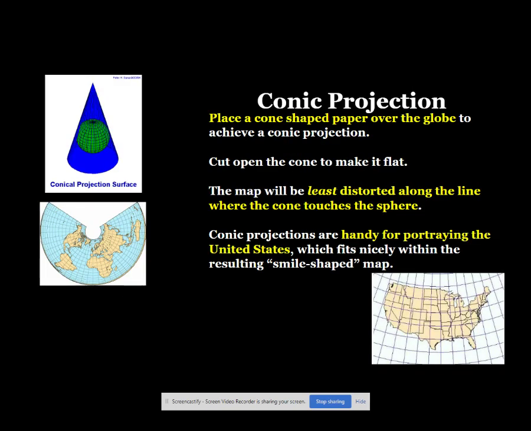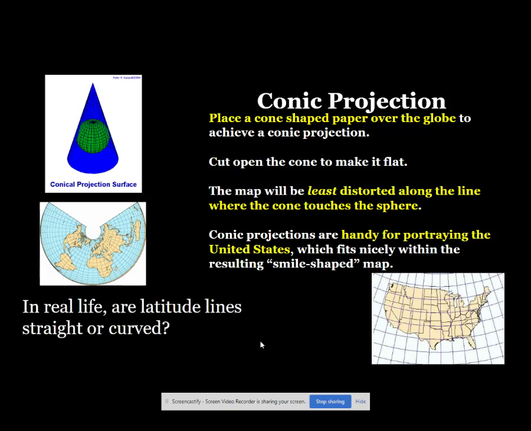So a conic projection, this time, instead of a cylinder, places a cone over the globe. And again, after we project the shapes, we're going to cut the cone and flatten it out. And like before, it's least distorted where the cone touches the sphere. It's really good for showing places like the United States because of where that cone would be hitting on the globe and the position of the United States. So most of the US would be in contact with the cone. That makes that nice little smile shaped map.